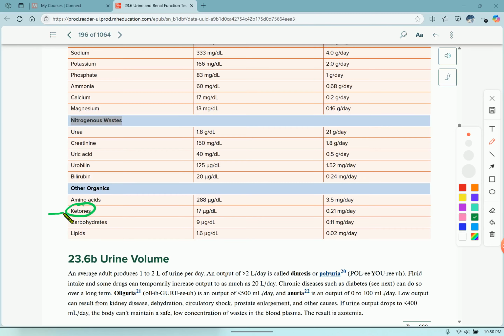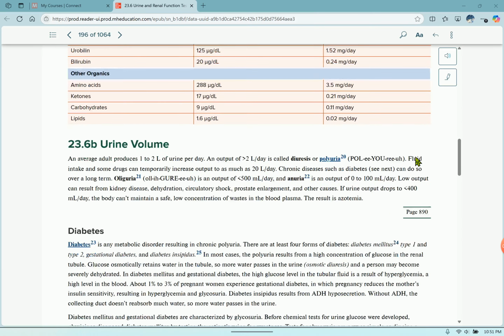Okay, also diabetics are at risk for being in what's called ketoacidosis, which is very dangerous. They're too acidic. So a urine analysis will be helpful to assess that.